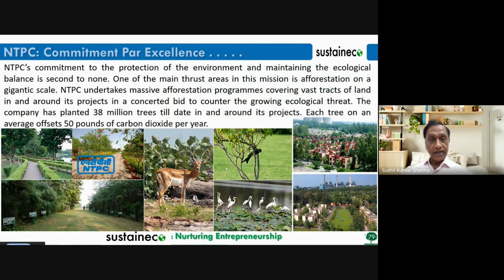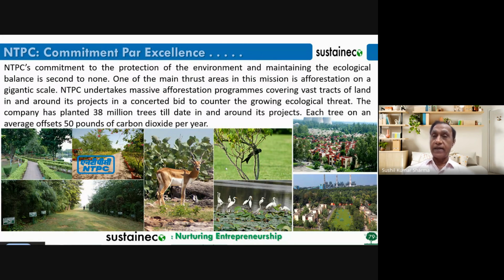This is NTPC. NTPC is the organization, I can say, just next to the Indian Forest Service, which has planted 38 million trees. NTPC's commitment to the protection of the environment and maintaining the ecological balance is second to none. One of the main thrust areas in this mission is afforestation on a gigantic scale. NTPC undertakes massive afforestation programs covering vast tracts of land in and around its projects in a concerted bid to counter the growing ecological threat.